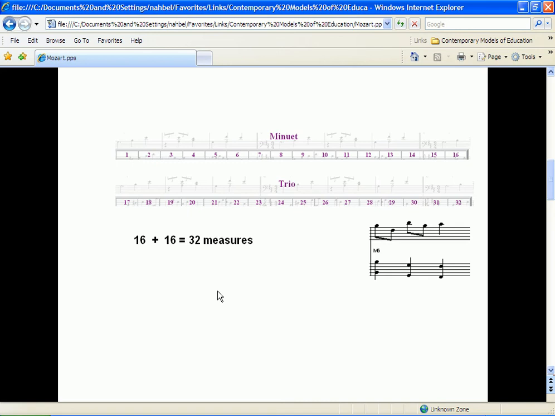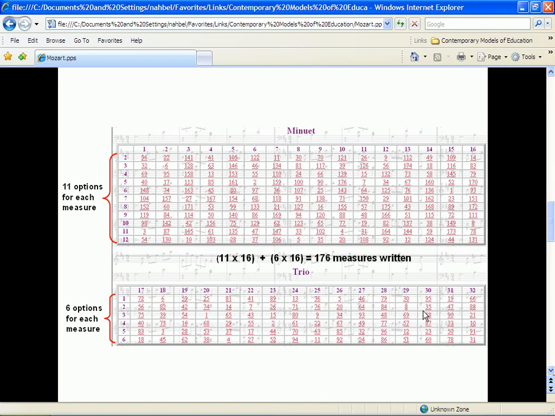When Mozart was composing, he was often quite clever, and one time when he was composing a minuet consisting of 16 measures and a trio consisting of 16 more measures, here's an example of one measure, he could come up with what's called a minuet trio for a total of 32 measures. But then he did something interesting.